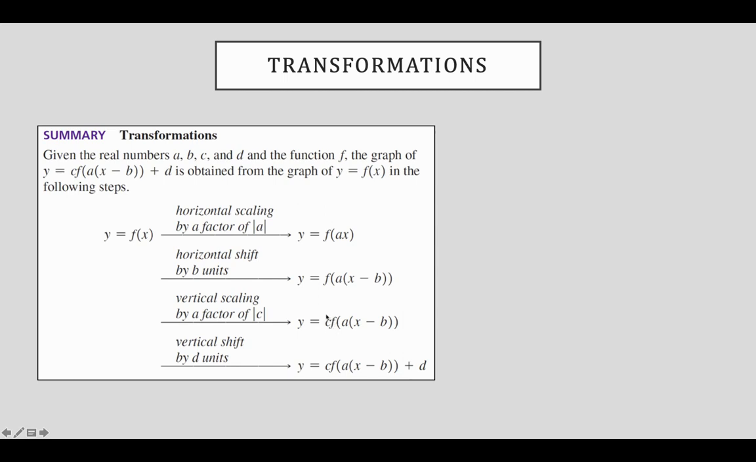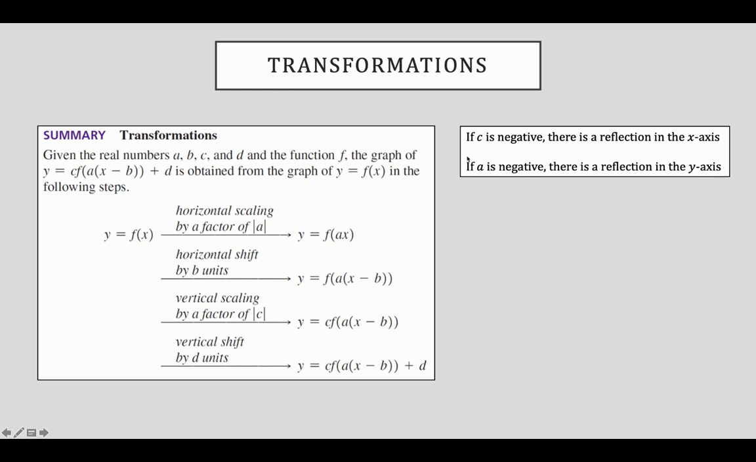Identify what the constant c is. That's our constant multiple in front of the parent function to determine your vertical scalings. And finally, we had our vertical shifts. The vertical shift is determined by this constant d that is added outside of the parent function. We will have a vertical shift of d units.